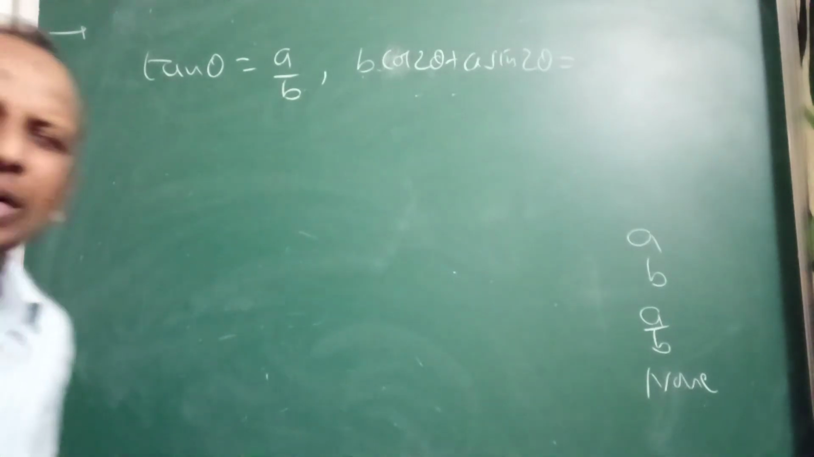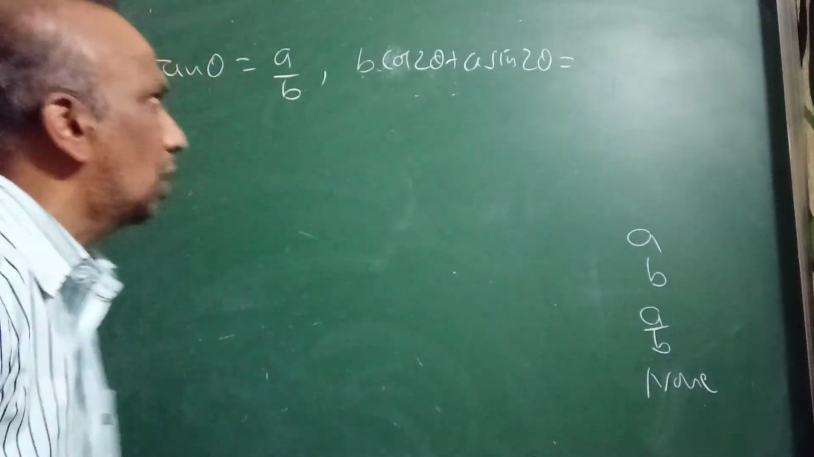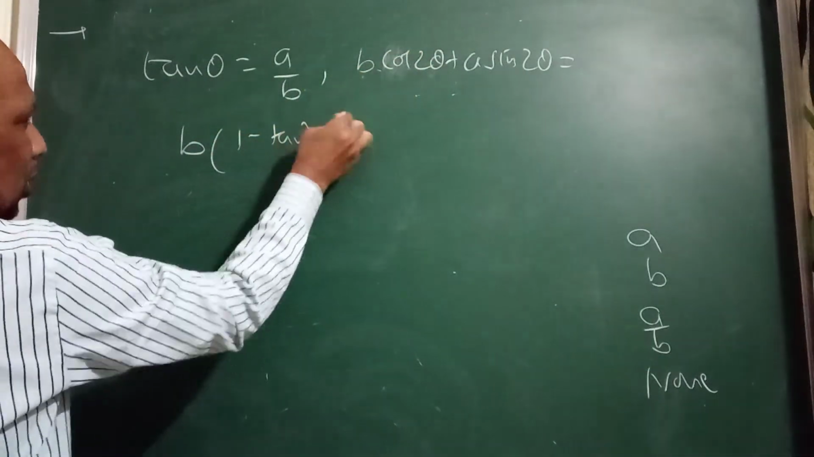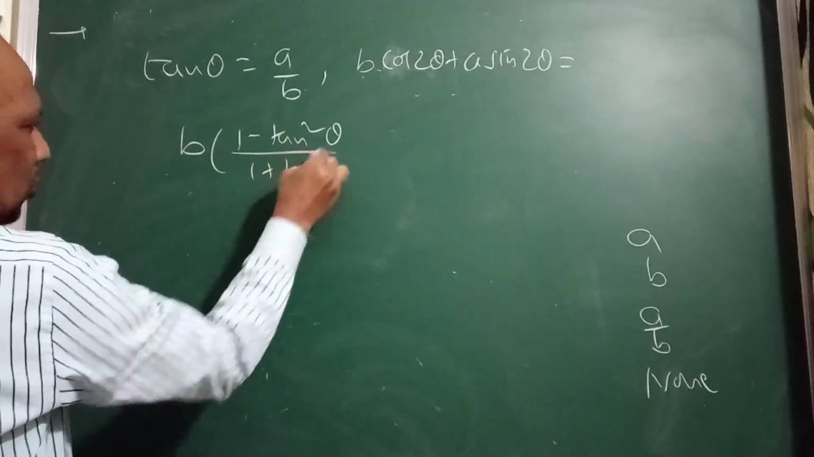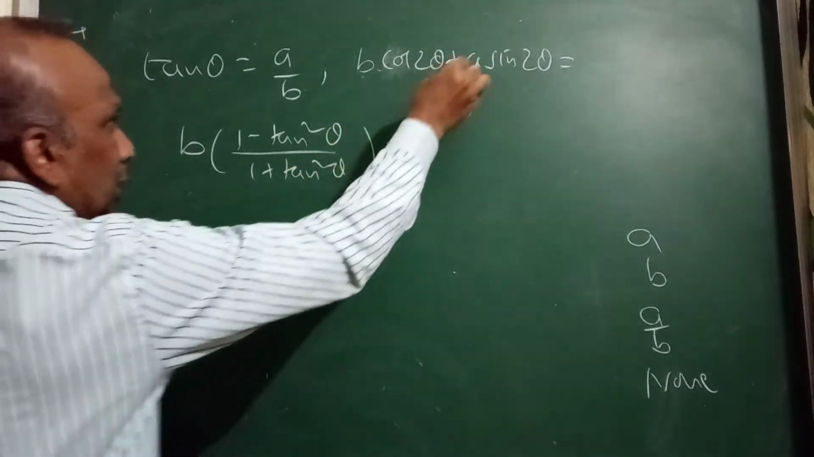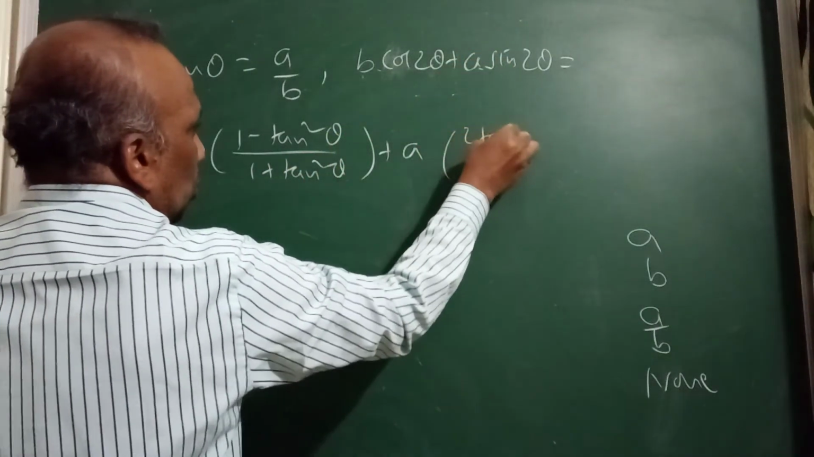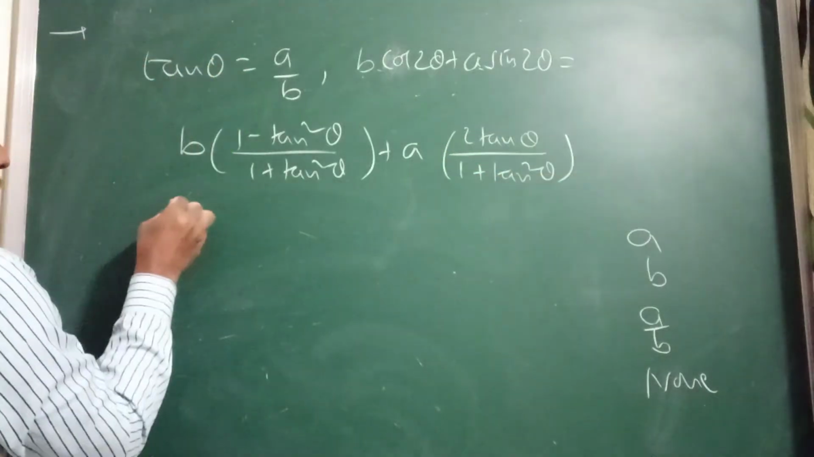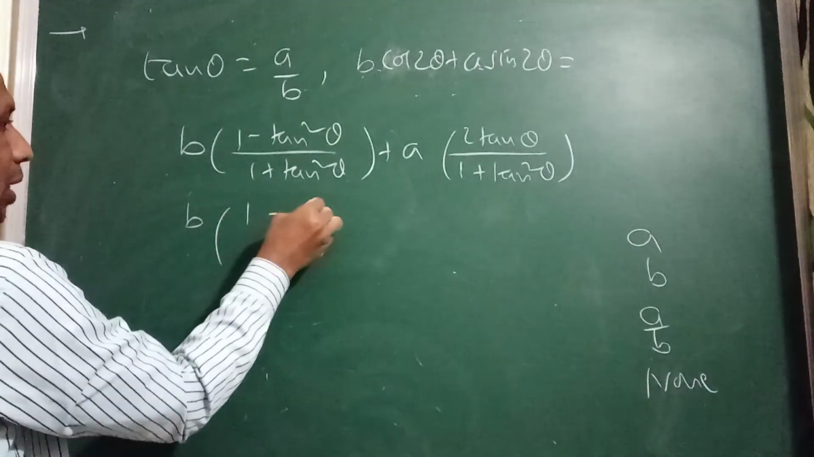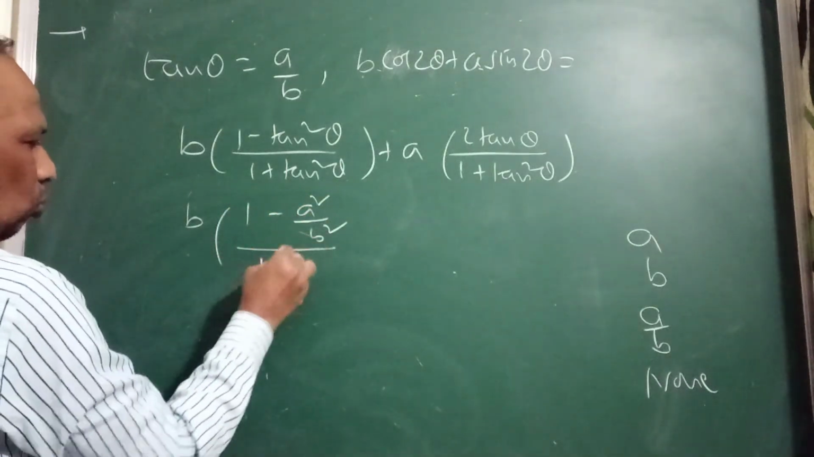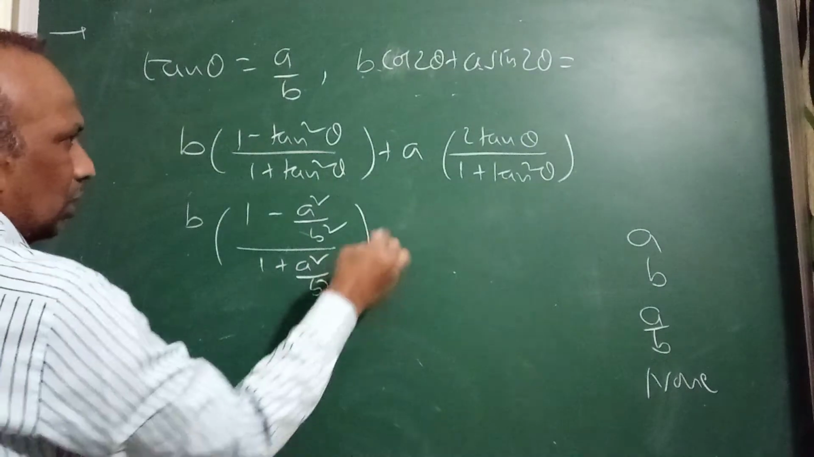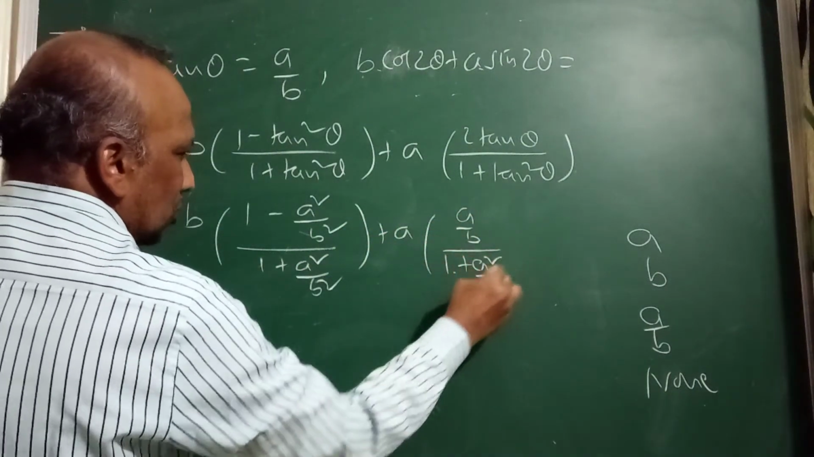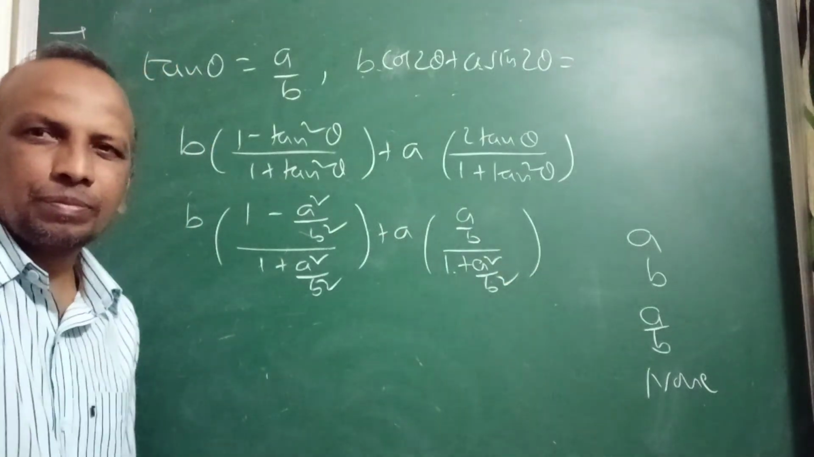Tan theta is given directly, and we know the formulas for cos 2 theta and sin 2 theta. They are asking b into cos 2 theta, which is 1 minus tan square theta by 1 plus tan square theta, plus a into sin 2 theta, which I can write as 2 tan theta by 1 plus tan square theta. So you write b into 1 minus a square by b square over 1 plus a square by b square, plus a into 2 times a by b over 1 plus a square by b square.